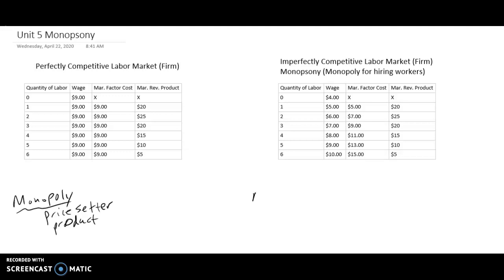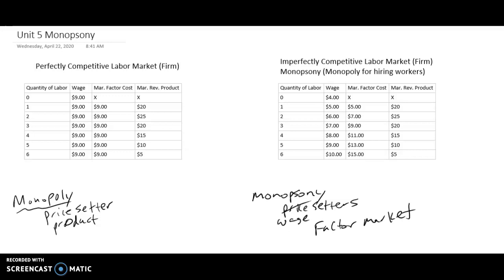A monopsony, on the other hand, is going to be a price setter when it comes to the factor market. So they are price setters, and a better word to use instead of price is wage. So they're a wage setter in the factor market.